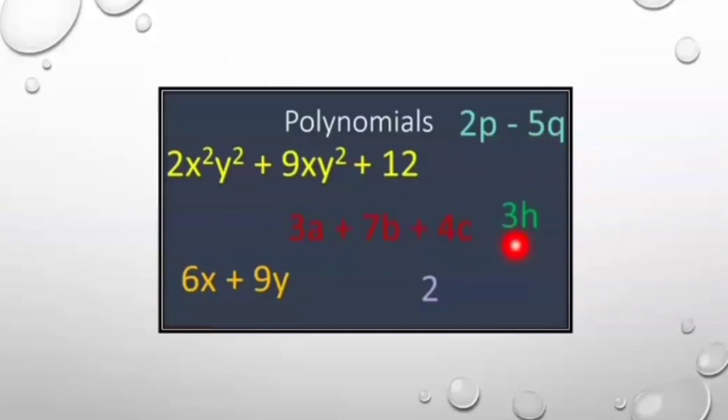3h. It has only one term. So this is monomial. Again 2, this is only one term, so this is monomial. 6x plus 9y, this has two terms, so this is binomial. And this is trinomial because it has three terms. So these are the examples of polynomials.